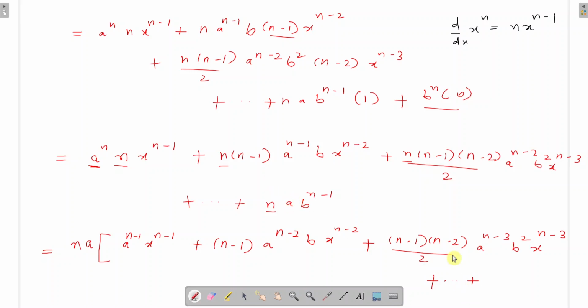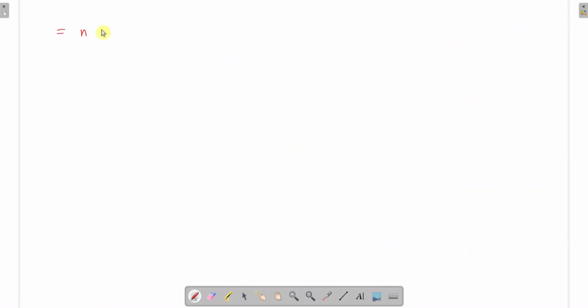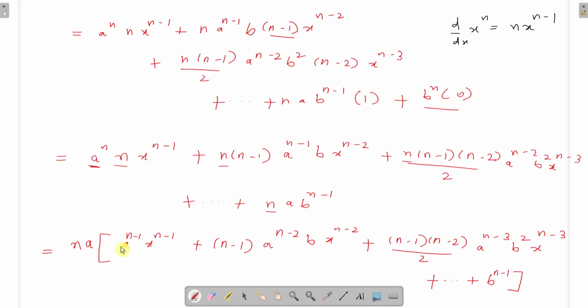Here we will get b raised to n minus 1, okay. Now let us continue. So n a multiplied by, now if you look at this here, 1 is multiplied here, right?